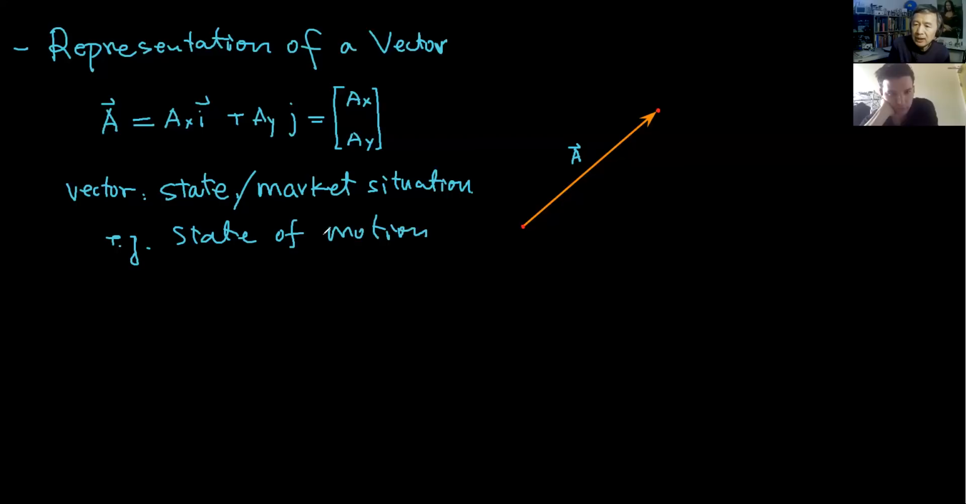So the state of motion can be described by, say, the velocity in this case, right? And the position as well. How to describe a market situation? If this A is the market situation, what parameter would you put there? I'm trying to think macroeconomically. DJ index.